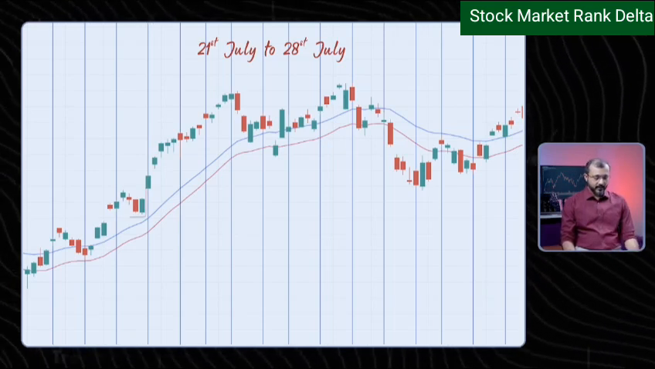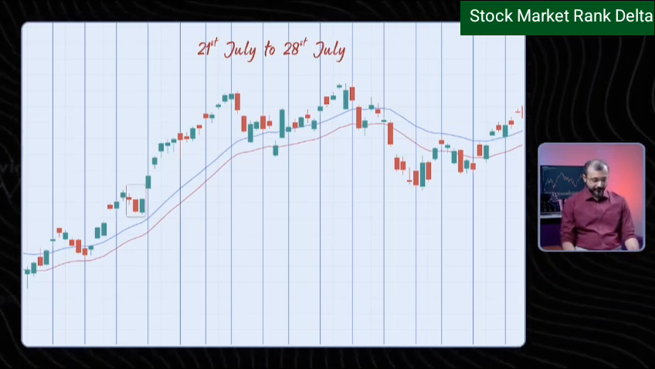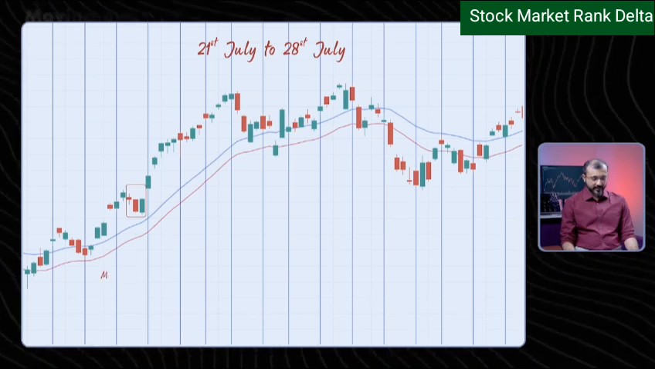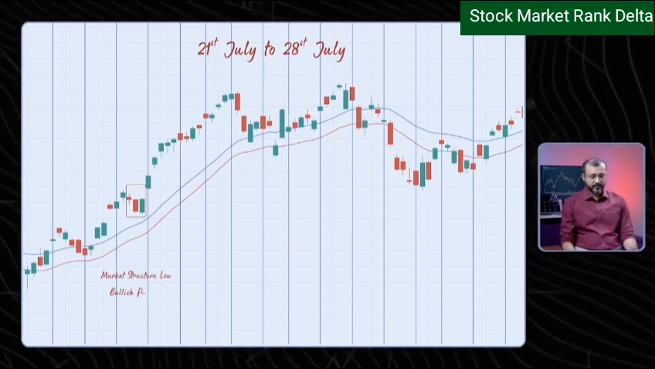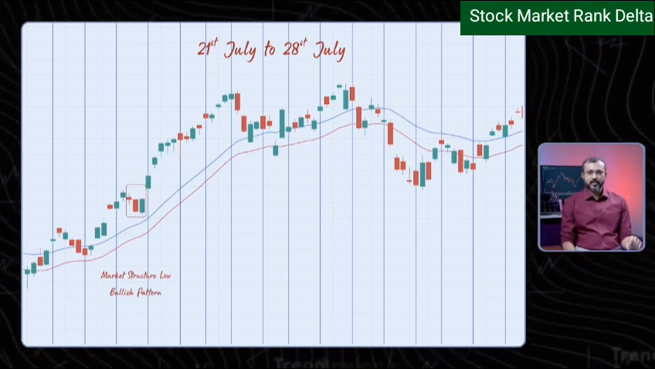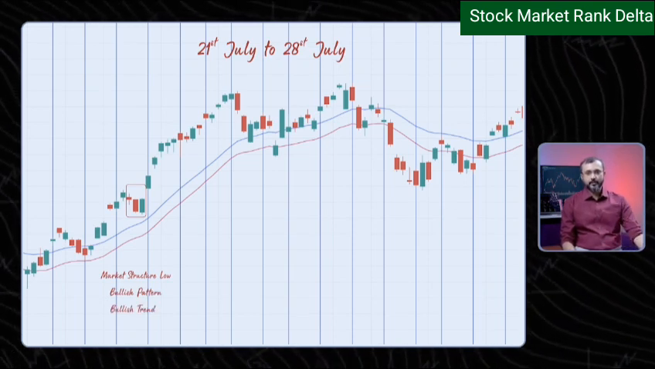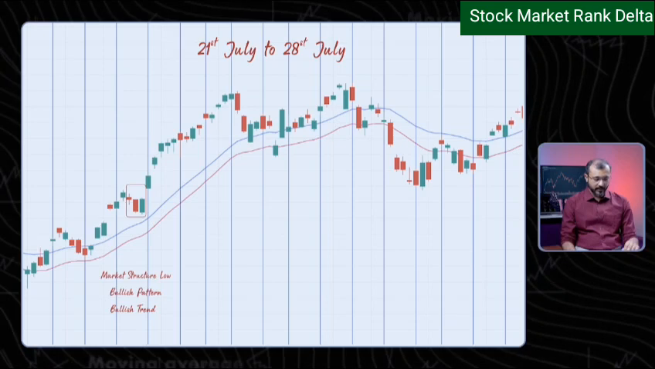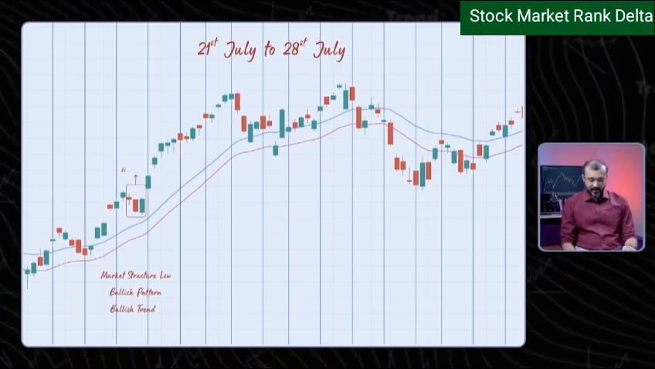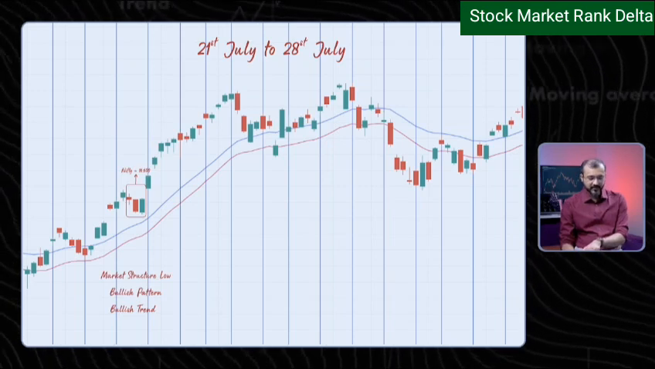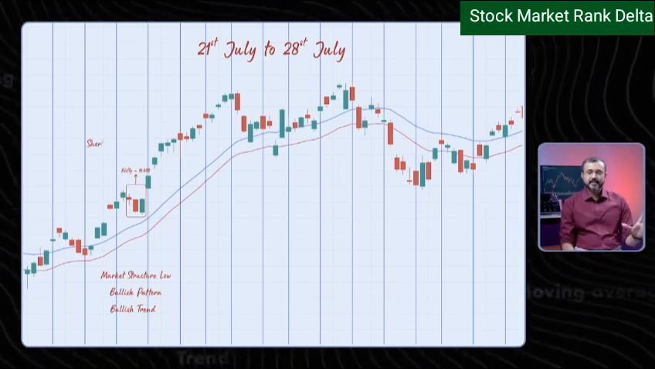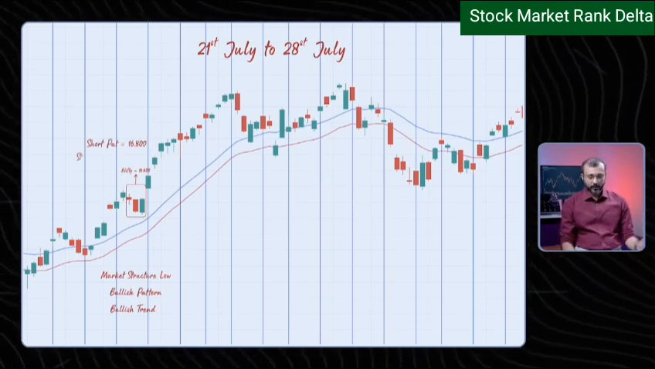The next trade is again in week 30. Between 21st July to 28th July, we have a market structure low. So bullish pattern, bullish trend. So a trending market. So from the closing price, we select 200 points in the money strike, we go short. So now if we see, Nifty was trading around 16,600 odd levels. So we select 16,800 put and we go short.